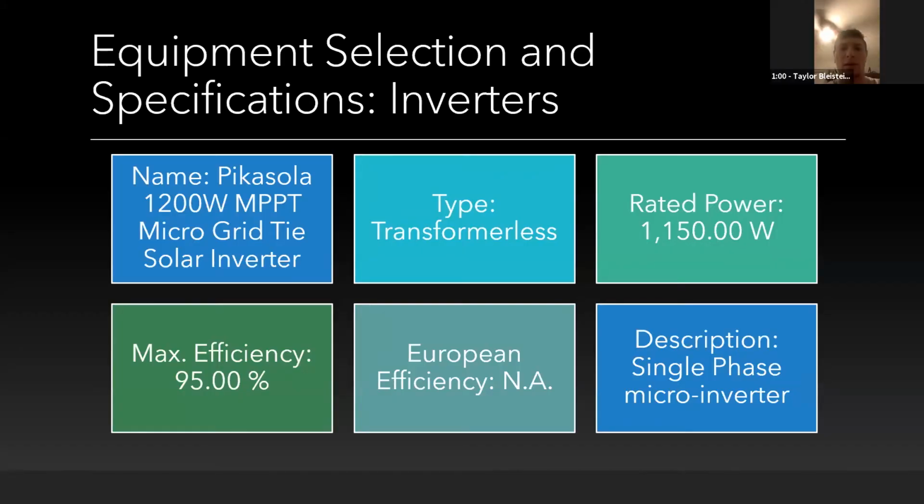And here is our microinverter, which we researched and had to input in Aurora because it was custom. Here are the specs that we got from Amazon. It's 1200 watts, 95% efficiency, and single phase.